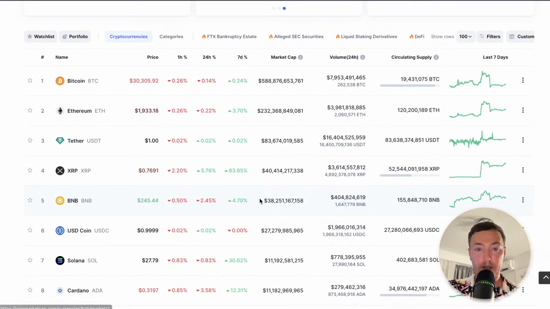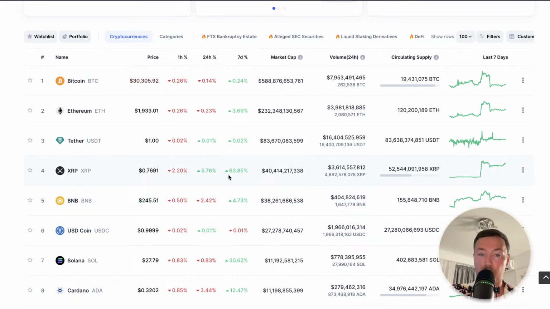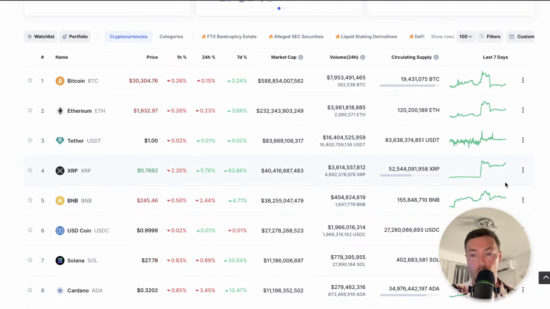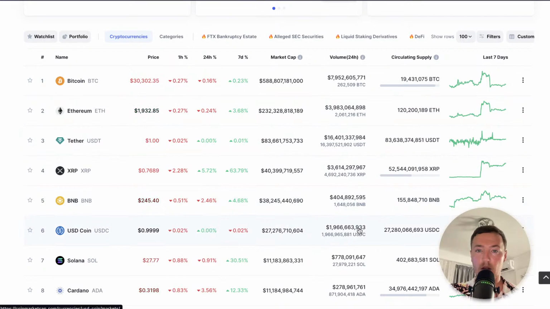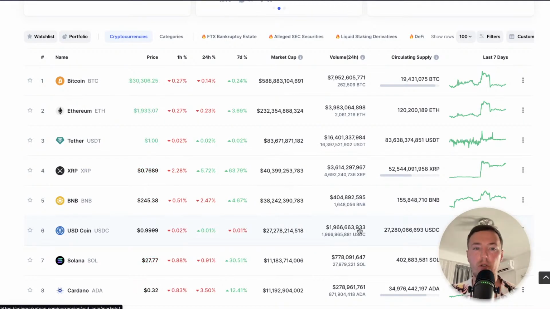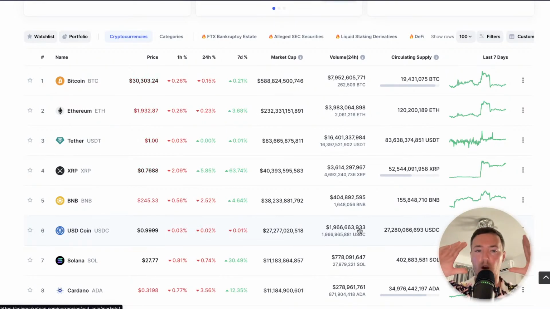So XRP right now is up 63% in the past week. We've seen that massive explosion in the last week. If XRP is to break $1, all of the people on the sidelines, they know how XRP moves. Everyone knows it. Everyone either hates it but knows that it pumps hard, or everyone loves it and knows that it pumps hard. Everyone in the world knows that XRP pumps hard. Hate it or love it, it pumps hard.